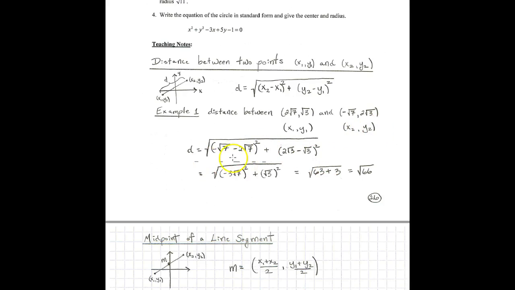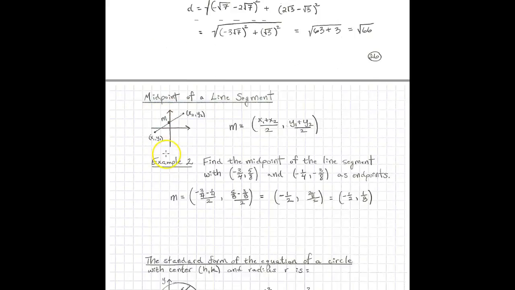So just plugging those into the distance formula, you can easily see how that all works. Comes out to be the square root of 66. Sometimes on my math lab they'll want you to put that into your calculator and give it to a certain amount of decimals, but that's the exact answer, square root of 66.